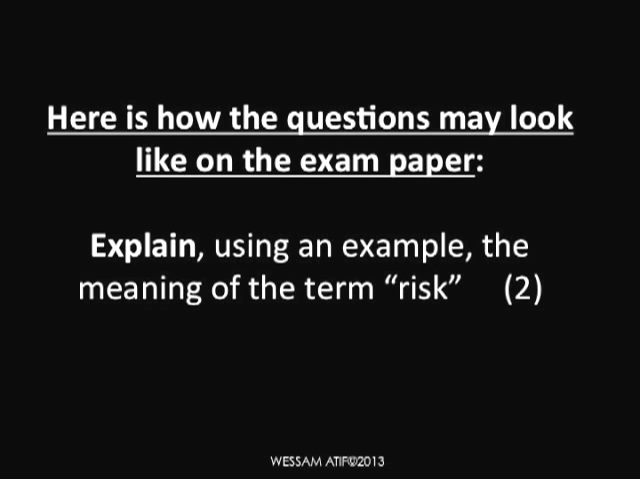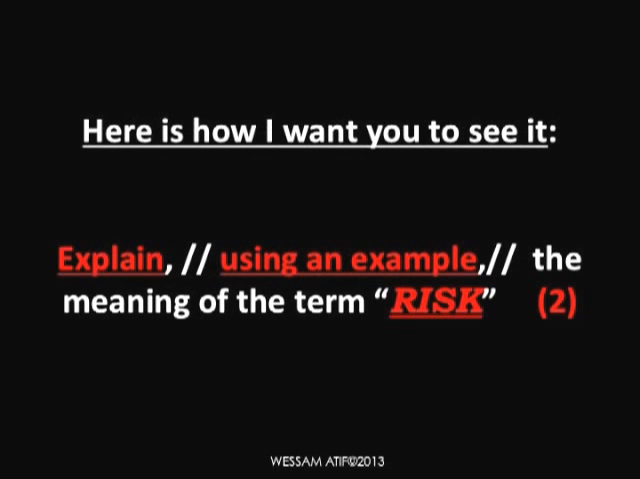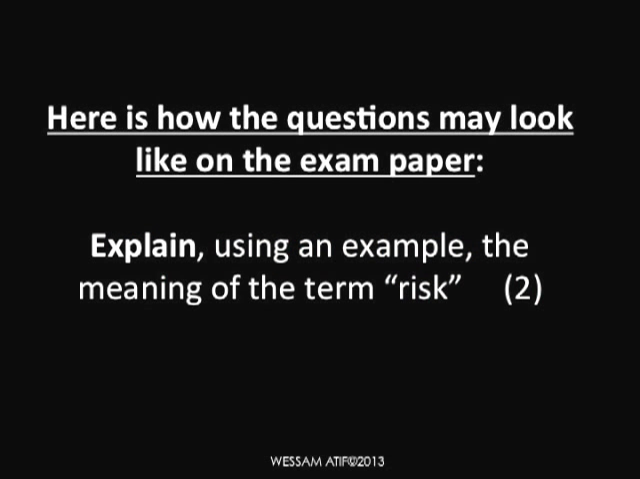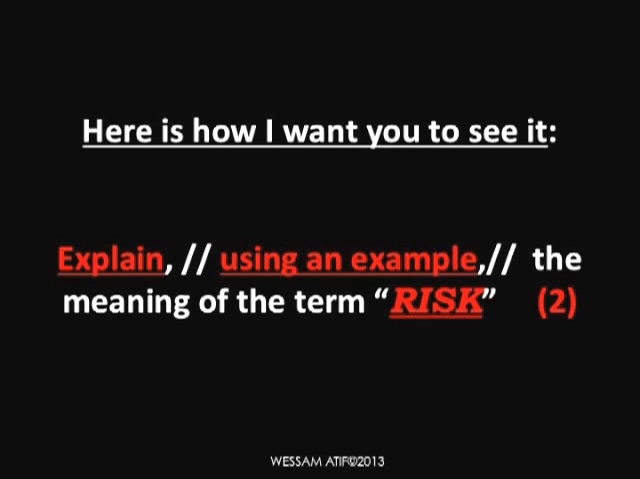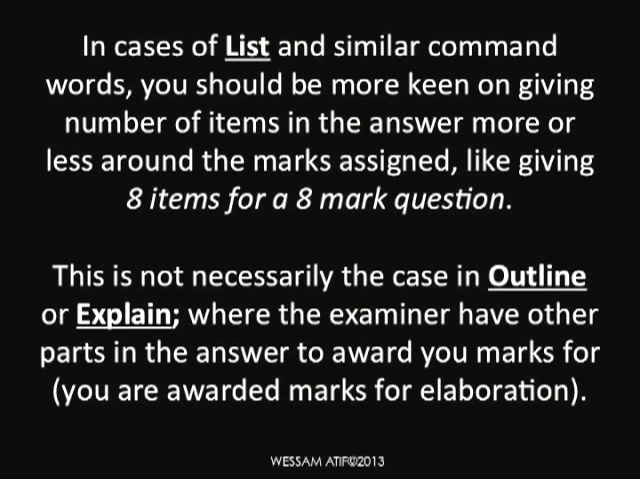So let's see how you should see it. So this is how it looks on the paper. And this is how it should look in your brain, in your mind. Explain using an example the meaning of the term risk for 2 marks. Okay? In cases of list and similar command words, you should be more keen on giving the number of items in the answer more or less around the marks assigned, like giving 8 items for an 8-mark question. This is clear. If they ask you to list, then yes, if it's 8 marks, then more or less you have to give 8 points.